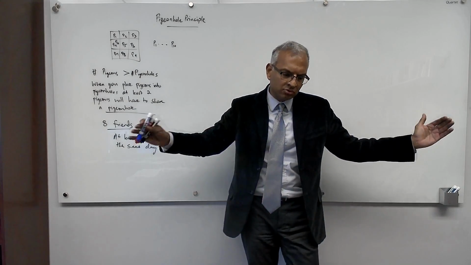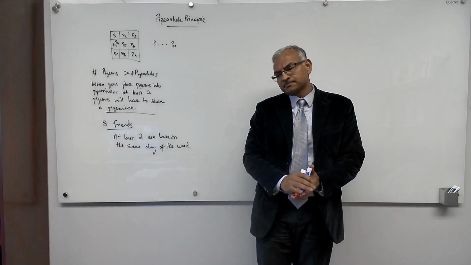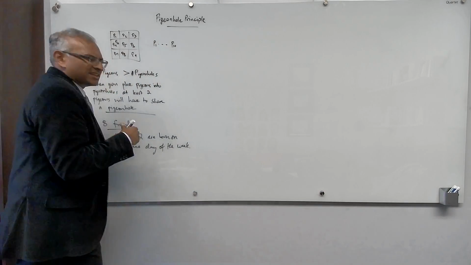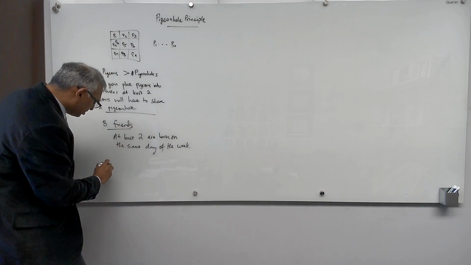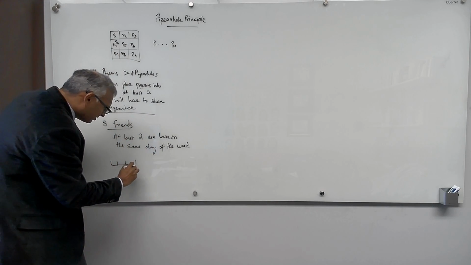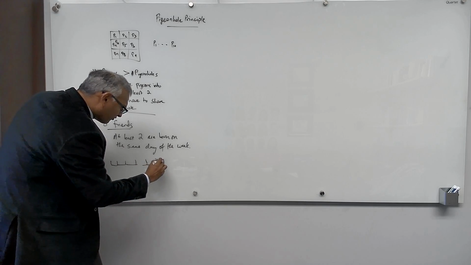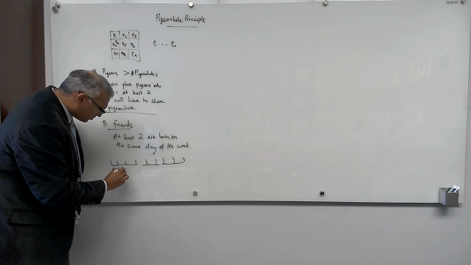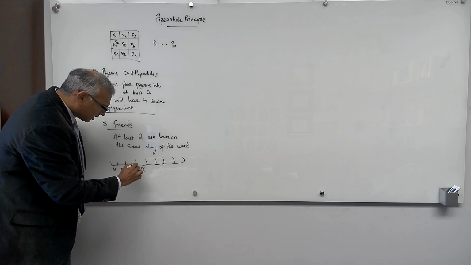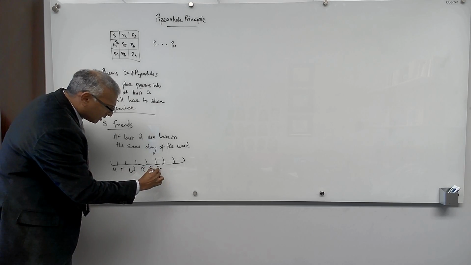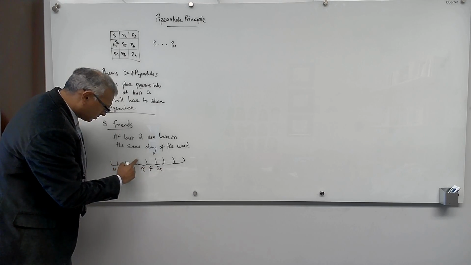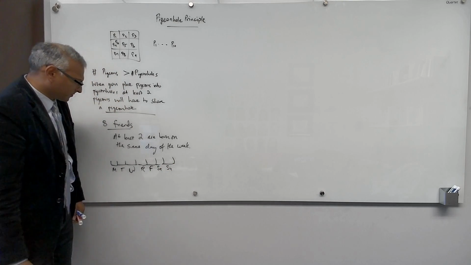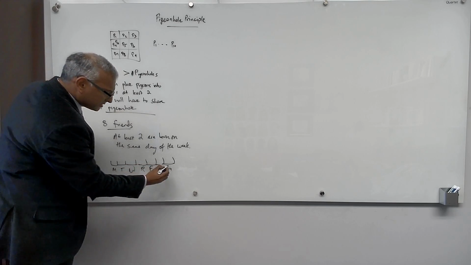Whenever you use pigeonhole to prove anything, you have to first identify the pigeonholes. You can think of them as bins. So I'm going to define 7 bins, 1 for each day of the week. You have Monday, Tuesday, Wednesday, Thursday, Friday, Saturday, Sunday. I guess I drew 8. Okay, so now I have 7 bins.